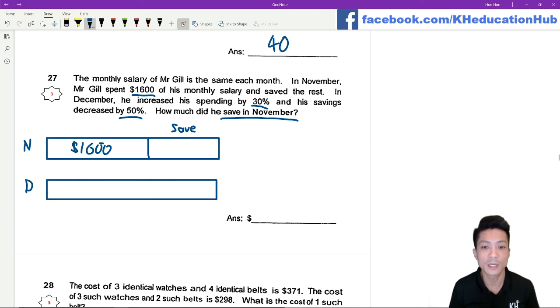He increased his spendings by 30%, so we're gonna find what is 30% of 1,600. Cancel the two zeros, it's 16 times 30. I'm gonna find 16 times 3 here. It's gonna be $480.